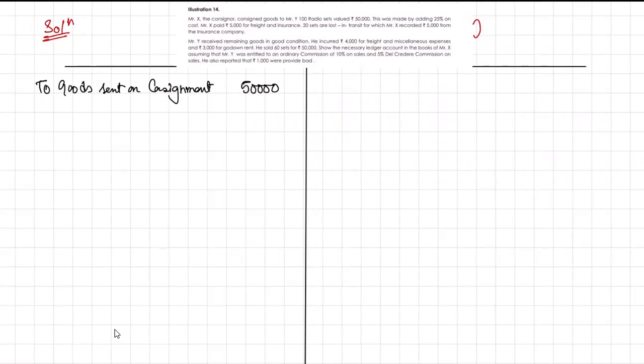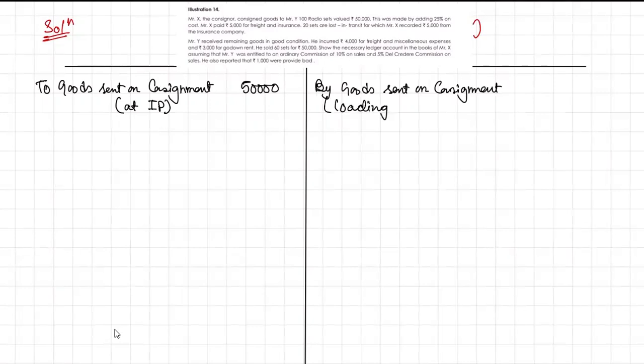Okay. Now on this 50,000, we know what actually is the load. We have calculated this. This is invoice price, at invoice price. So it has to be adjusted. What we'll do? By goods sent on consignment. We'll write loading.